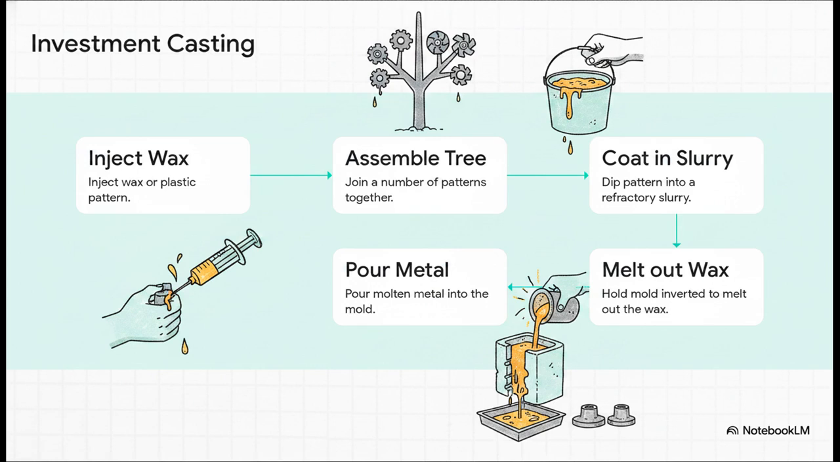First, you inject a wax pattern. Then, step 2, you attach multiple wax patterns to a central column to assemble what literally looks like a wax tree. Step 3, you dip that entire tree into a super fine ceramic slurry, building up a hard outer shell over a few days. Step 4 is where the magic really happens. You turn it upside down and bake it in an oven. The wax just melts and runs right out, leaving a perfectly detailed, hollow ceramic shell. And finally, step 5, you pour your molten metal into that pristine ceramic cavity.